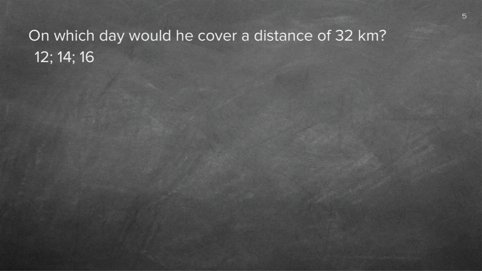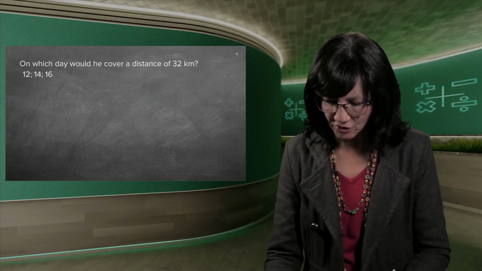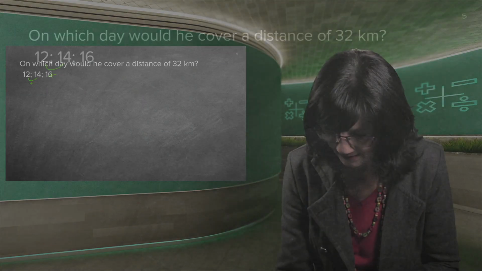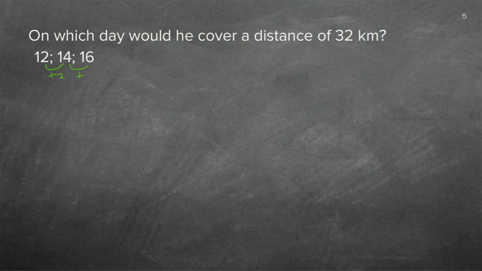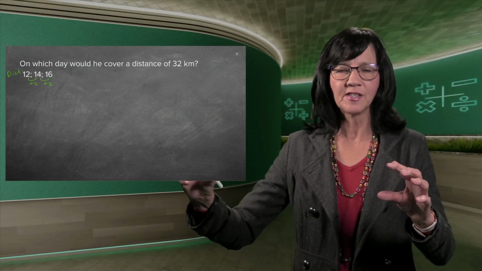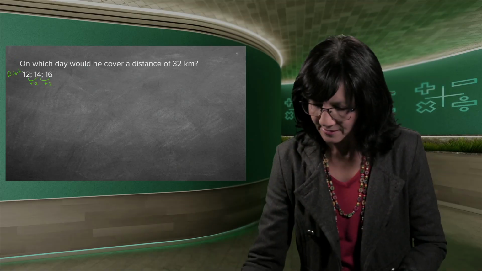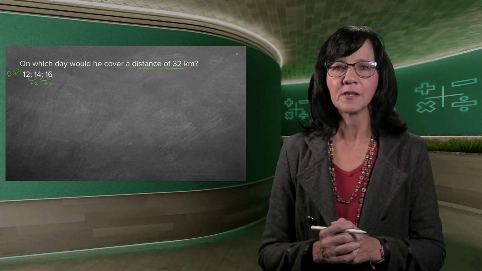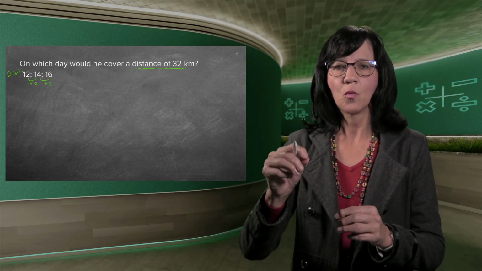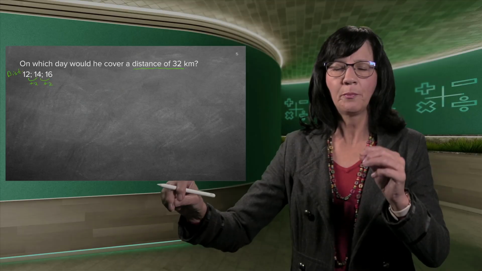Let's just get some space. Now let's just see what they ask. On which day would he cover a distance of 32? Can you remember? He starts with 12. So I just wrote it here. Then every day he increases his distance by 2, increases his distance by 2. So this whole thing is the distance that they're talking about. The numbers you see there are the distance. So what are they giving me here? They're giving me a distance of 32 kilometers. So I must find out which of these terms will be 32.